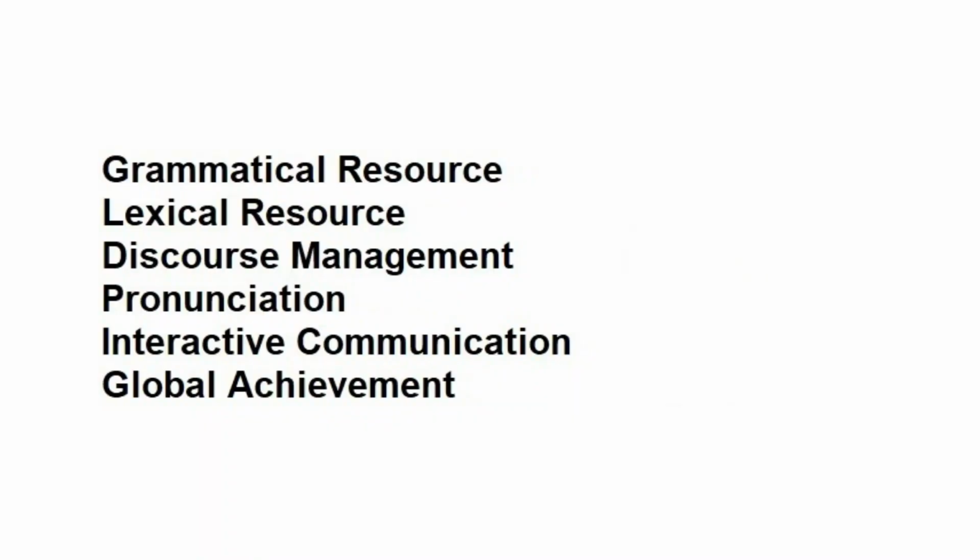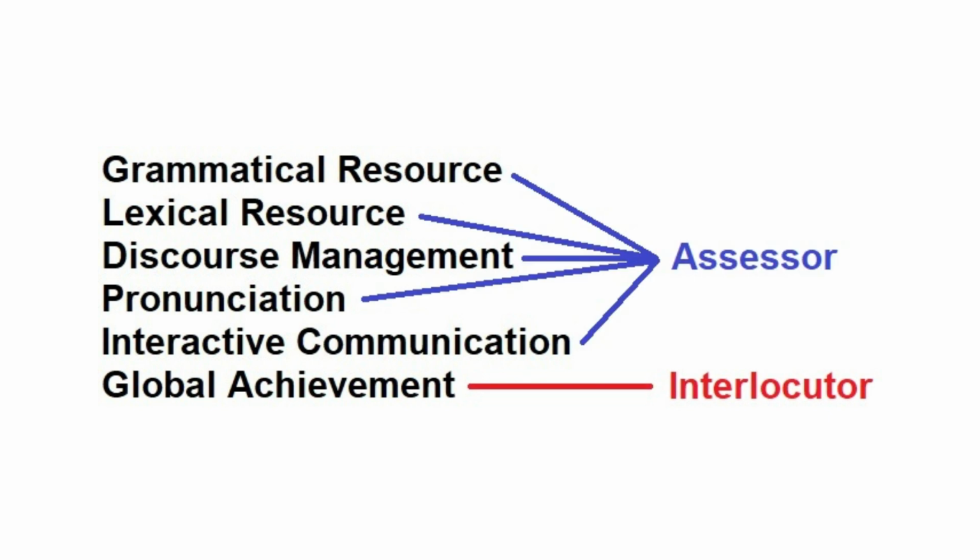In C2 Proficiency Speaking, the assessor and interlocutor mark your speaking performance across 6 different criteria. The interlocutor's only job is to award you the Global Achievement Mark. I guess that makes sense, as the interlocutor has to take care of all the questions as well as the timing. The assessor, on the other hand, marks you in all the other 5 criteria.